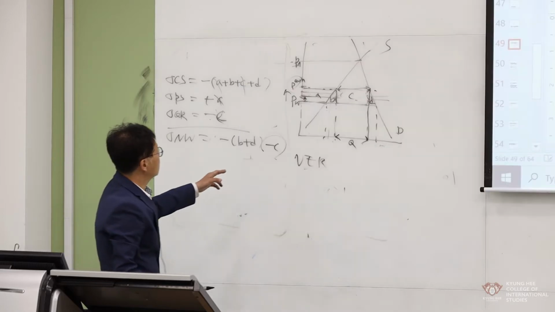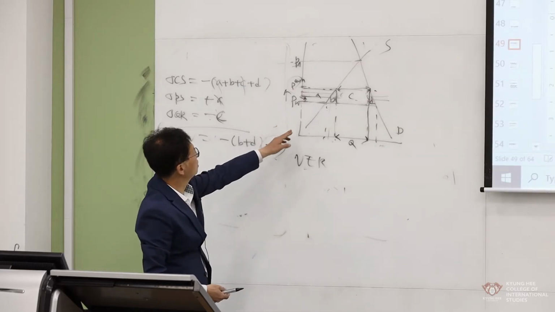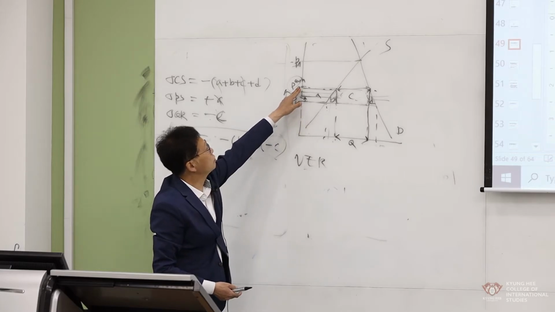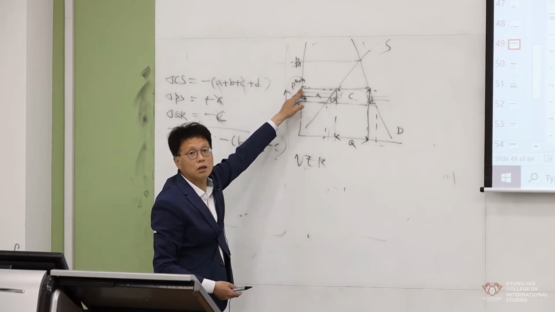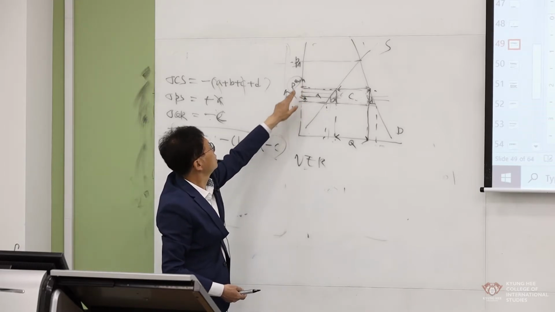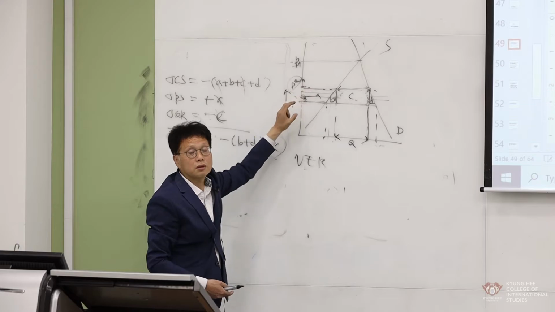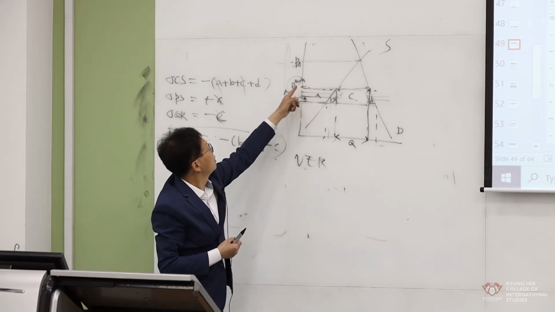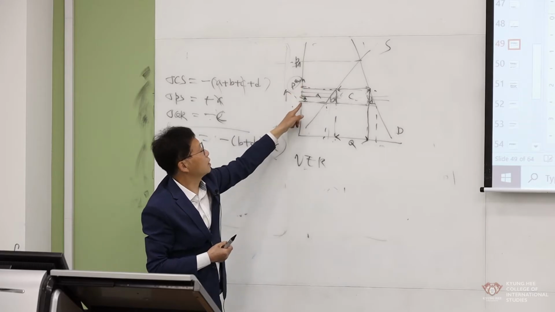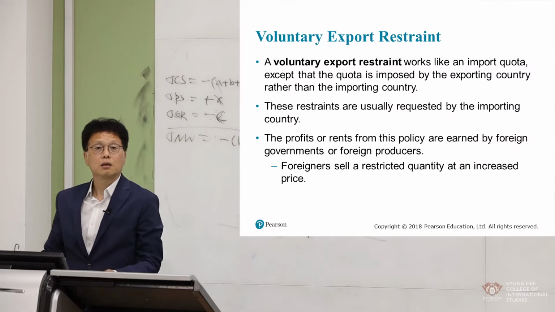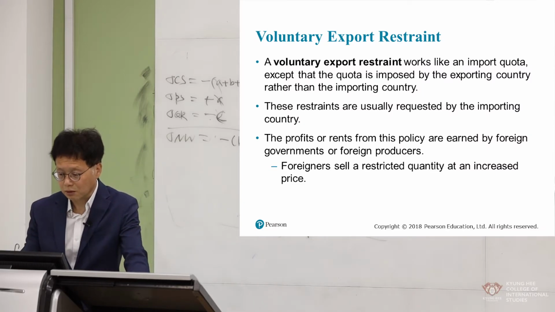In that case, the foreign countries' exporting price is PQ, P quota, right? The domestic price is this one. Also, this is the exporting price in the case of VER. Foreign countries now export at this price, a higher price than PW. And this one is occupied by themselves, right?